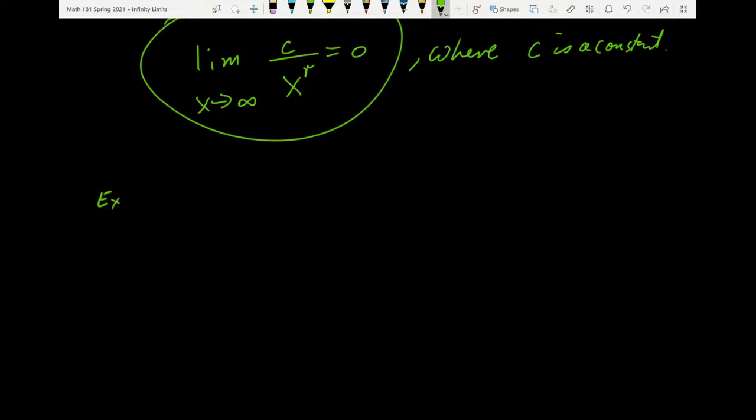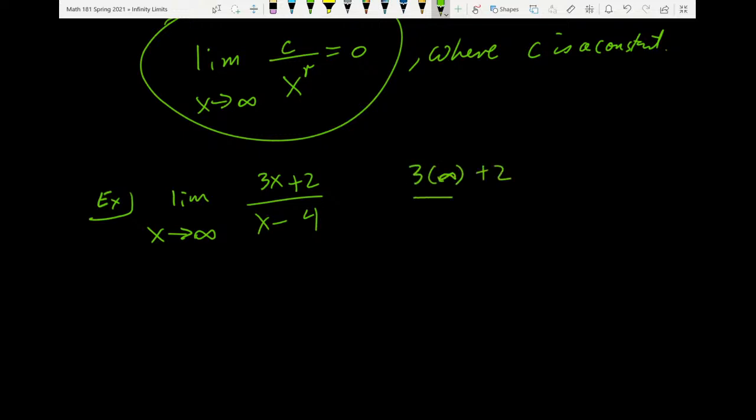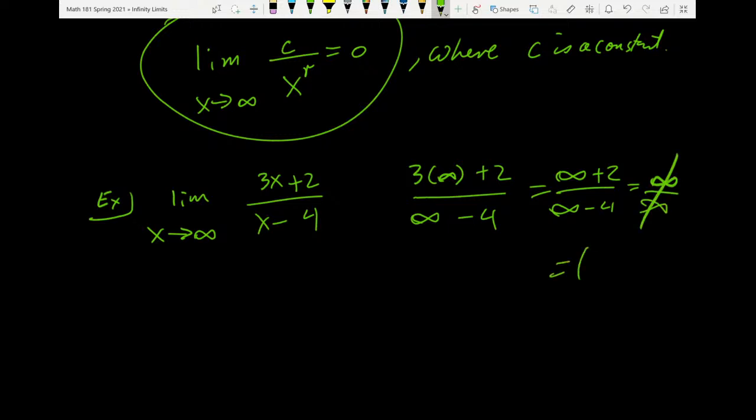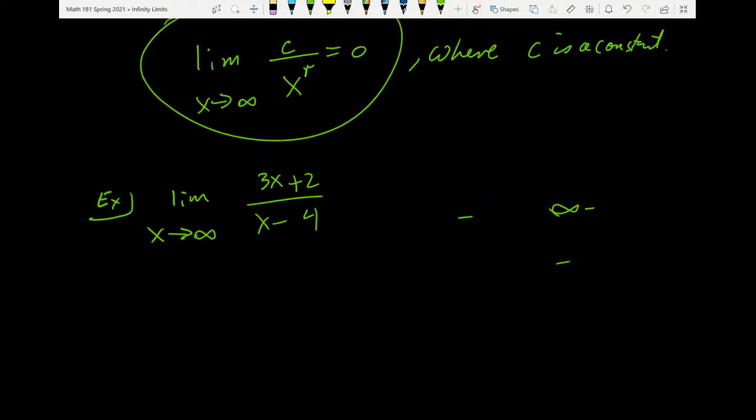So let's look at an example problem. Limit as x goes to infinity of 3x plus 2 over x minus 4. When you look at this problem, right away you get kind of confused. Wait, infinity? Like 3 over infinity plus 2 over infinity minus 4. Well, infinity plus 2 and infinity minus 4 is still infinity, right? And you're going to think, oh, it just becomes 1, something like that. That's what you're thinking. Your intuition's wrong. These are all garbage.